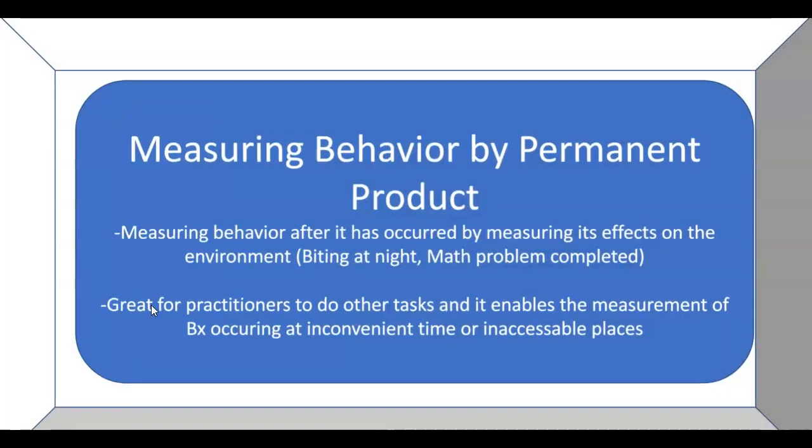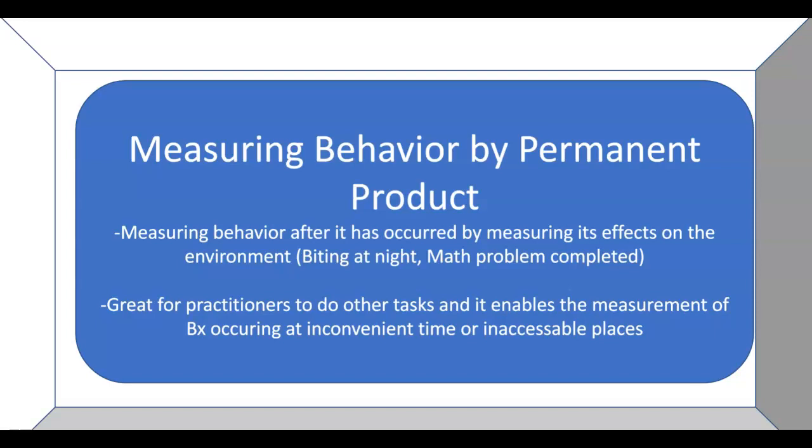Then there is measuring behavior by permanent product: measuring behavior after it has occurred by measuring its effects on the environment. For example, biting at night. If you have a person who bites himself only during the night time, you're unable, of course, to observe him during that time or go in the bedroom at that time. You have a permanent product, which is the marks of the biting on the skin. So that's something you can look at and measure if it happened or not. It's really measuring not the behavior itself, it's the effect of the behavior on the environment.